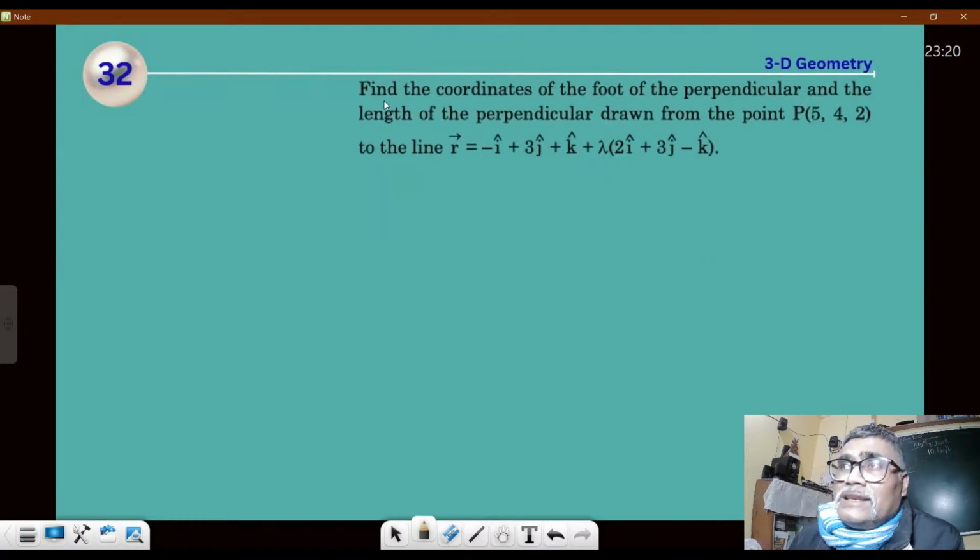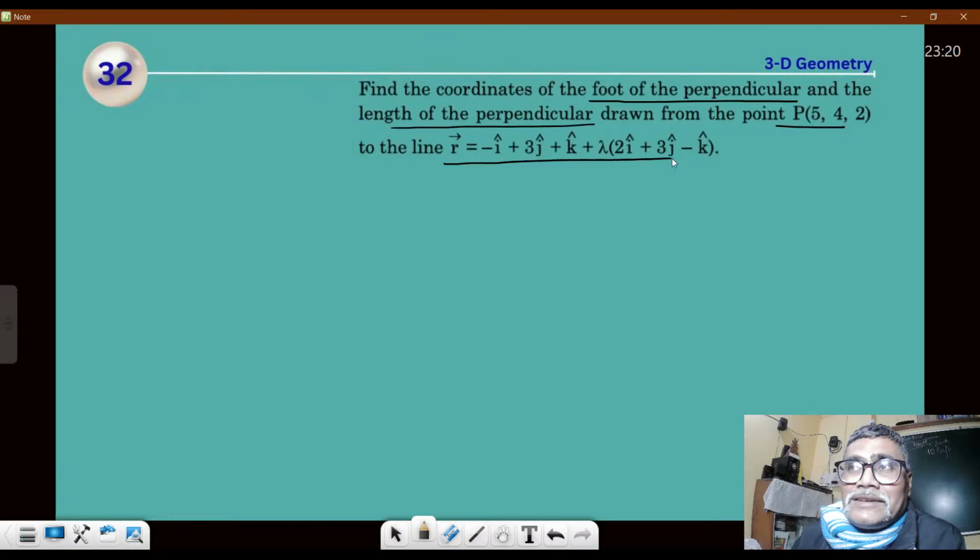Next, find the coordinates of the foot of the perpendicular and the length of the perpendicular drawn from this point to this line. This problem was also done. The foot of the perpendicular we have found, even the image we have found, and the length of the perpendicular, I can still remember, I found in some problem the distance between P and M, where M was the foot and P is the given point.